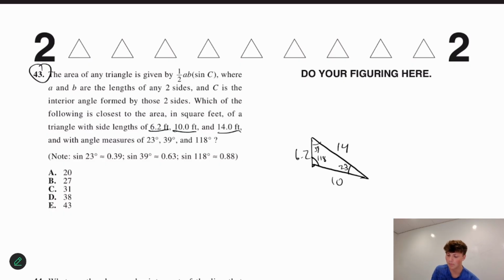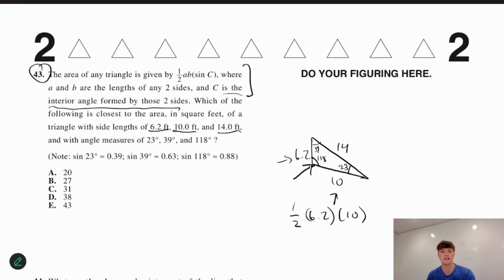So 1/2, let's pick A and B. Let's say A and B is this value. That is going to be 6.2 times 10. And then what is C based on this definition here? Well, C is the interior angle formed by those two sides, the interior angle formed by 6.2 and 10. In this case, that's right here, that's angle 118.